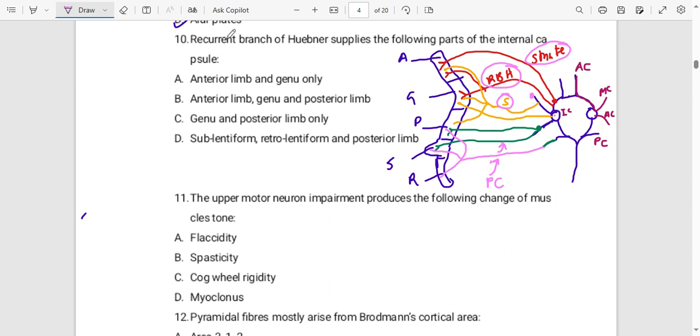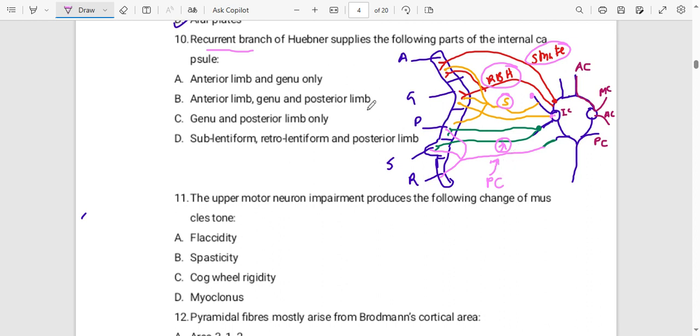Okay, so this one is actually the anterior choroidal itself, which is supplying the posterior limb and the sublentiform part. And then also the branch coming from the internal carotid, so this one they've just said is the direct branch, a direct branch from the internal carotid, no special name.